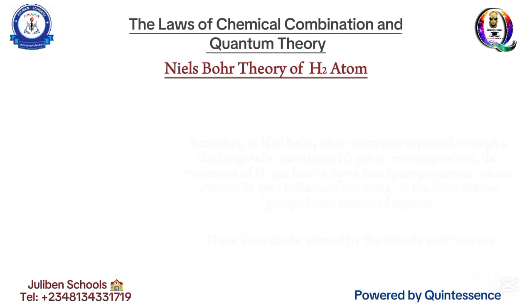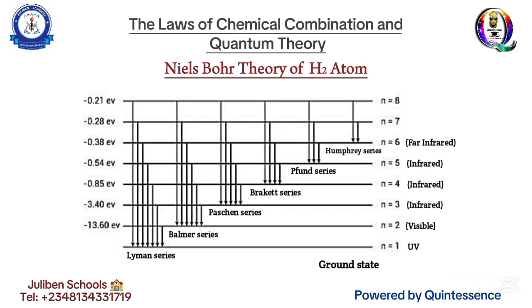Now, these lines are grouped under series and regions, okay? So you have series like the Lyman series, the Balmer series, the Paschen, the Brackett, the Pfund. Sorry, there's nothing like Pfon. It's the Pfund series, okay? The Pfund series, Humphrey, and further series. Then as for the region, you talk about the UV region, the visible region, the infrared region, and then the far infrared region, as the case may be.